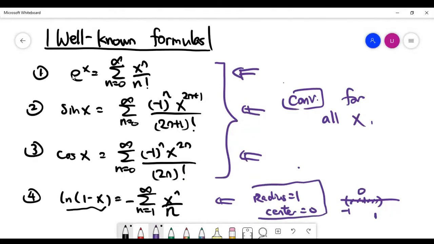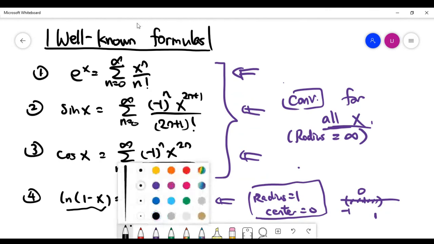But I'm just mentioning the fact that the radius of convergence is 1, which is not the same as the first three formulas, because for those the radius of convergence is infinity, covering all the values of x. So why am I stating all four well-known formulas here? Because based on these four formulas, you can easily write down many interesting power series for some other functions.